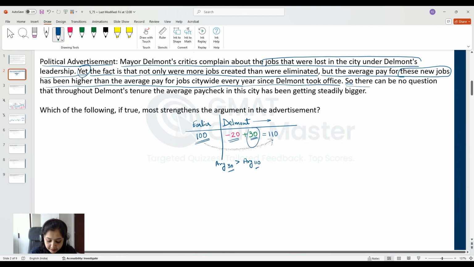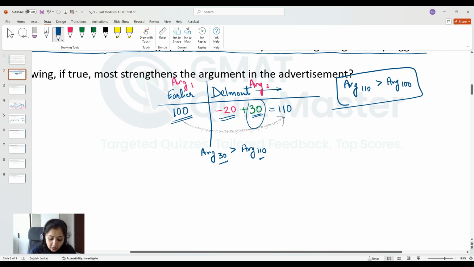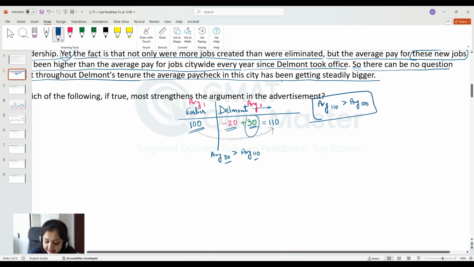So, there can be no question that throughout Delmont's tenure, the average paycheck in the city has been getting steadily bigger. So, what is the conclusion now? The conclusion is about the average here, this average, and the average here. So if we stick to these numbers, although the conclusion is about every year, if we take these numbers for 1 year, then the conclusion is saying that the average for these 110 jobs is greater than the average for these 100 jobs. This is the conclusion that is given to us. Also, it is saying that it has been getting steadily bigger. So it's not a one time comparison, it is getting steadily bigger.